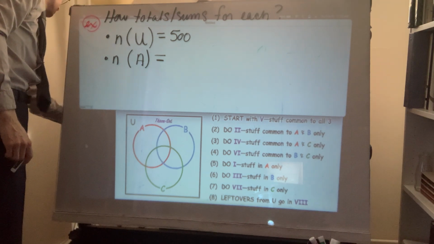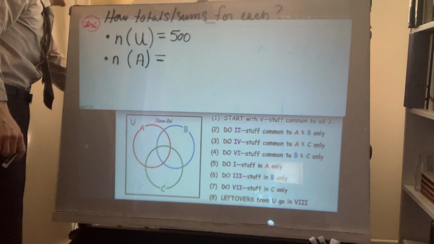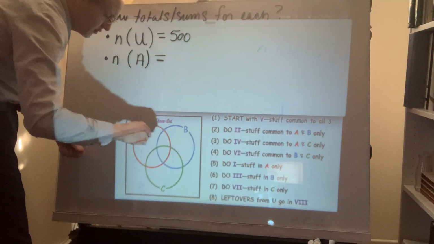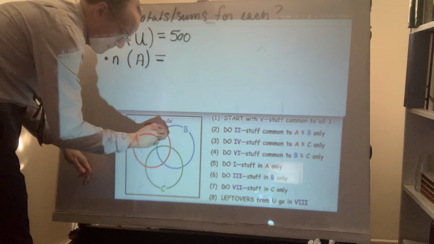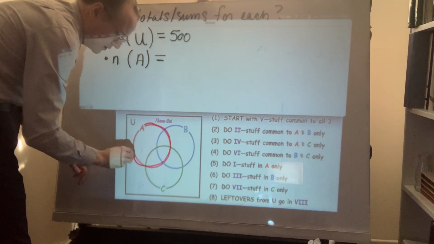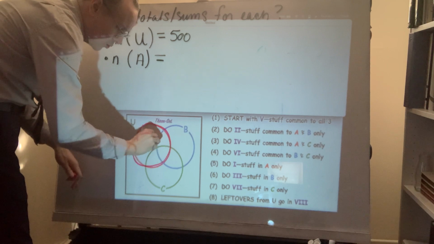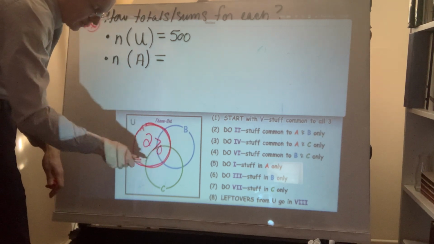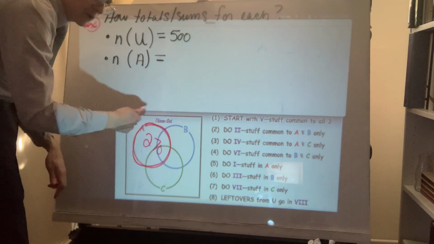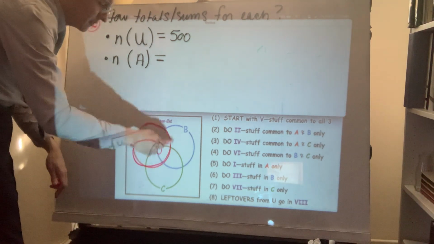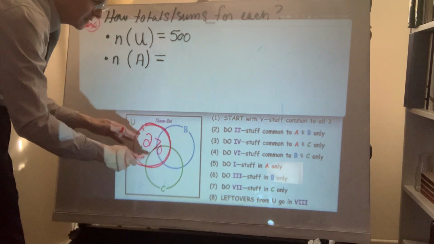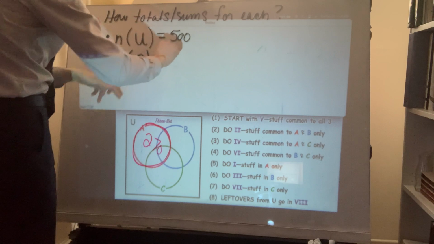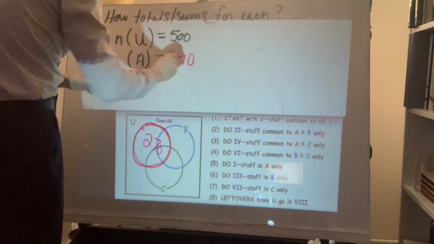In the picture, what would that actually be represented by? This first red circle. Everything bound within this first red circle would be 270. I'm going to have to erase this, so I don't want to mislead you. Don't write that there. I'm just trying to reiterate what I'm saying. This circle represents 270 people out of 500. So the number of people total in A is 270. That will be important later.